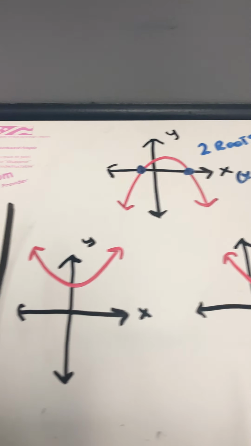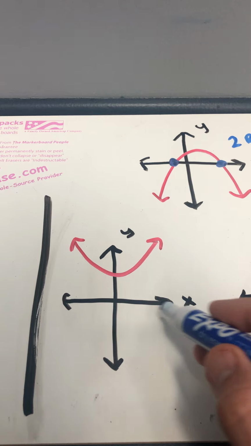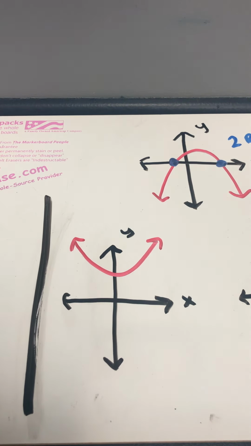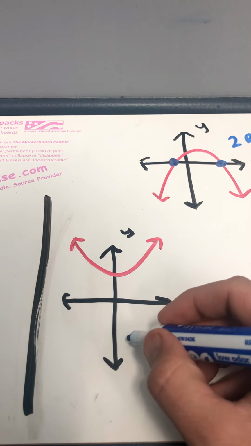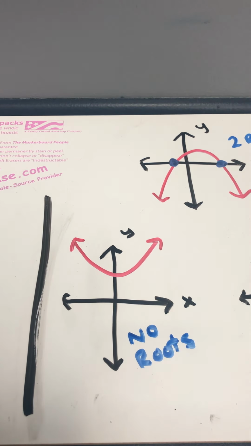In our final case, we have this parabola, and in this parabola you can see there is nowhere this red parabola touches the horizontal x-axis. Therefore, we would say there are no roots. As you get older and you learn more about roots and x-intercepts and zeros, you'll find that the correct answer is that there are no real roots, and instead there may be imaginary roots. But that's a lesson for another day for Algebra 3-4.